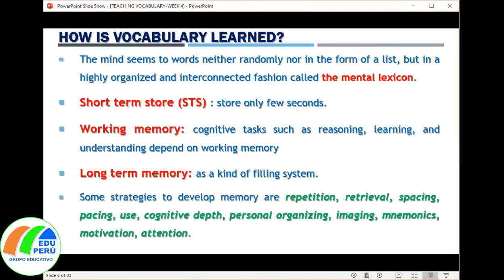And in order to develop this memory, we're going to use some strategies: repetition, retrieval, spacing, pacing, use, cognitive depth, personal organizing, imagery, mnemonics, motivation, attention. For example, today we're going to talk about different strategies, different techniques in order to teach or present vocabulary, and we're going to talk about these terms. Then we're going to analyze it.